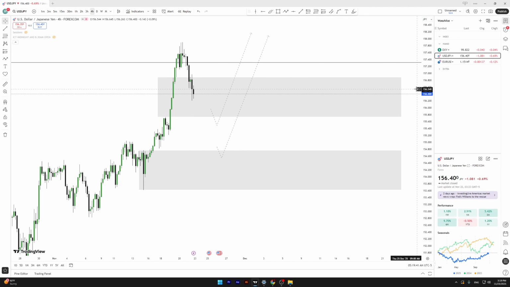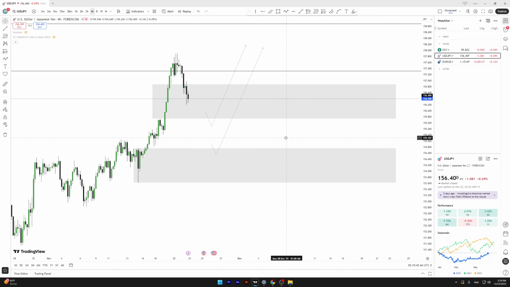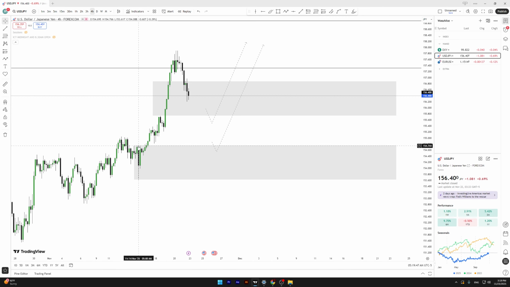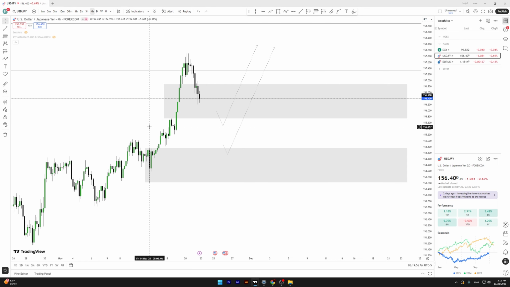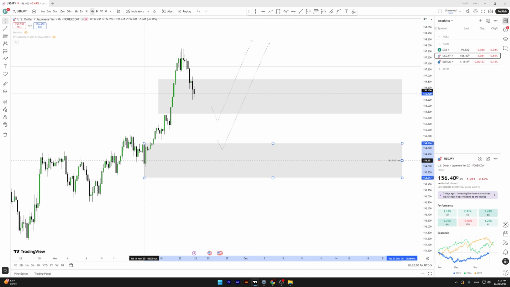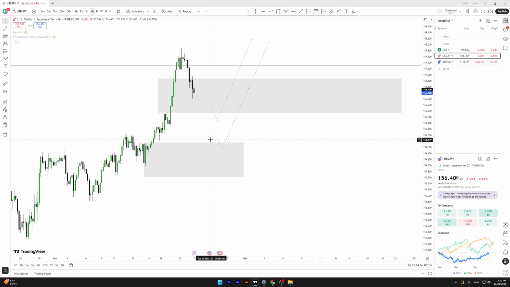So these were the two zones from the daily time frame. On the 4-hour time frame, we have this down close candle before a strong buy move, and this is also unmitigated, meaning that price didn't touch this zone. So this is a clean order block where we can plan our buy position.